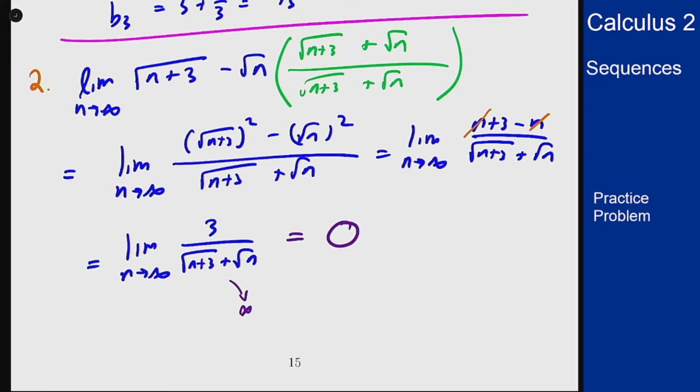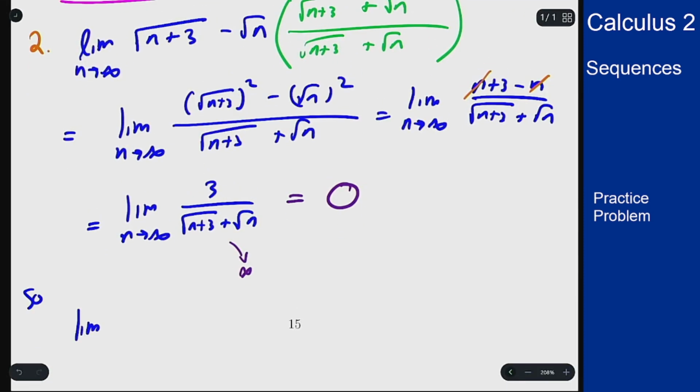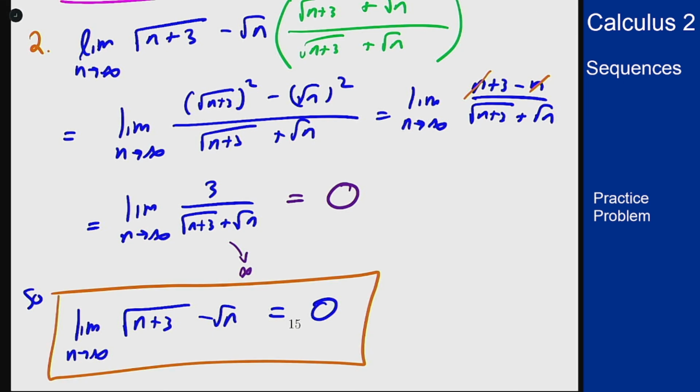We did nothing too out of the ordinary, nothing weird happened. So what this tells us is that the limit as n goes to infinity of the sequence sqrt(n + 3) minus sqrt(n) is in fact 0. That's how you'd work out those two problems involving sequences.